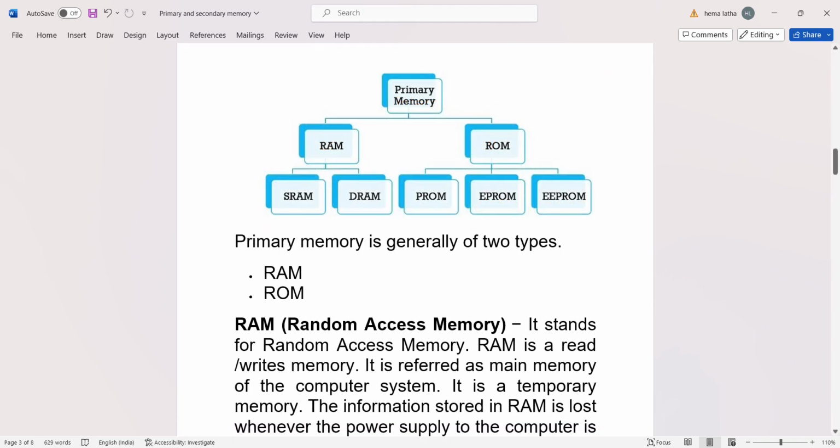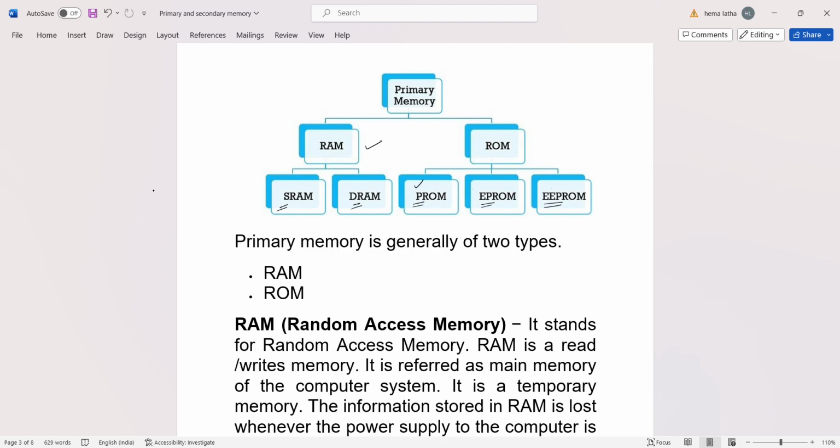Next, what are the types of primary memory? Primary memory is of two types. One is RAM, and RAM stands for random access memory, and another one is ROM. ROM represents read only memory. Random access memory is further classified into two types, SRAM and DRAM: S for static RAM and D for dynamic RAM. And ROM also has three types: PROM, EPROM and then EEPROM. P for programmable, EP for erasable programmable, and EE means electrically erasable programmable ROM.